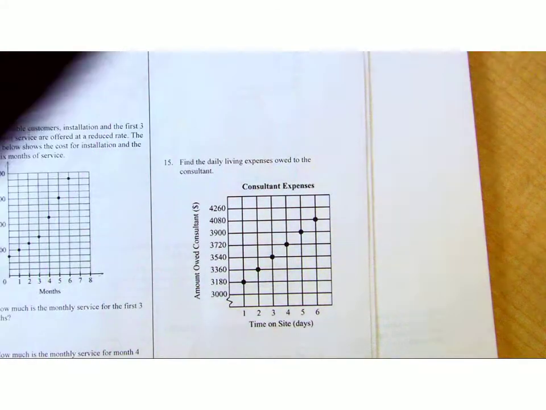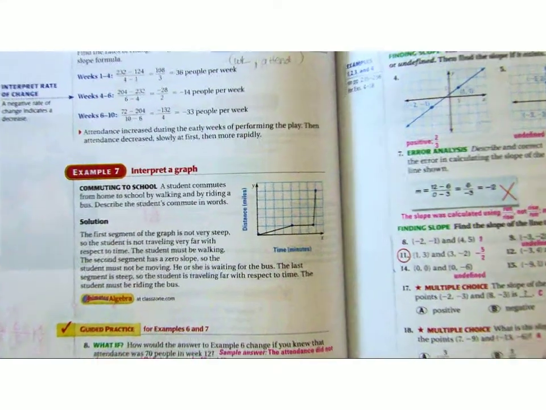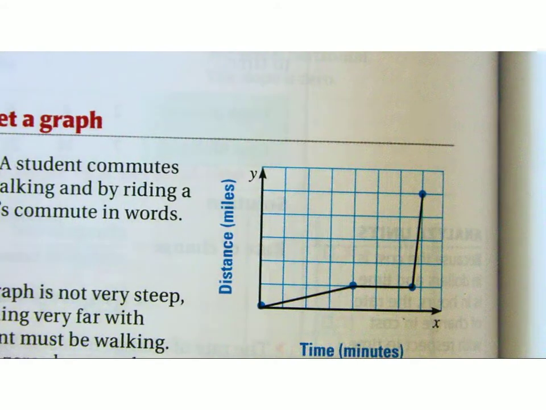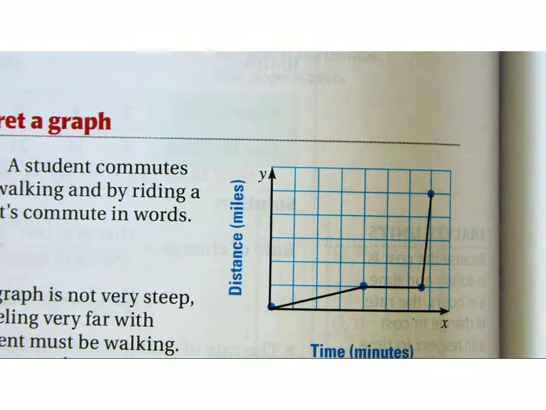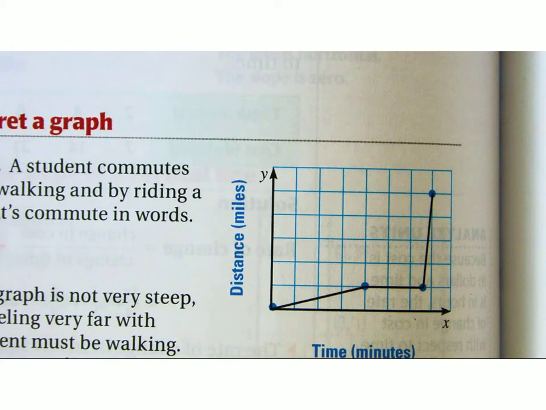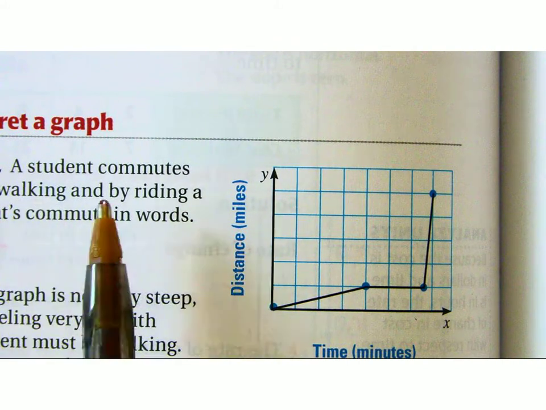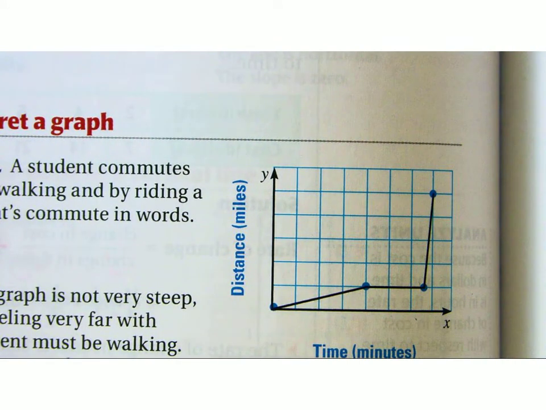Okay, and then the last thing I'm going to remind you of before we're done is this. And this is what we did before we went to break. Remember that little machine I hooked you guys up to and had you walk the path and do this? I don't really care about numbers. This is just somebody who, it says, a student commutes from home to school by walking and riding a bus. Describe the commute in words.